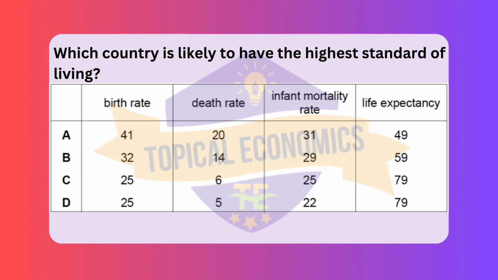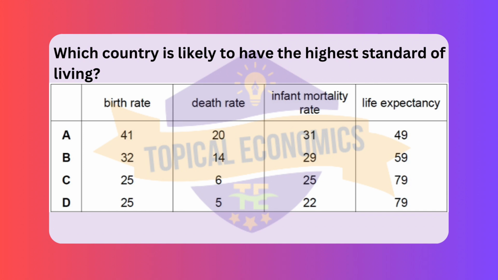Looking at option D, we see that life expectancy is a critical indicator, and country D has one of the highest life expectancies at 79 years. Infant mortality in country D, 22, is lower than in country A, 31, and country B, 29, suggesting better healthcare for mothers and children. The death rate of 5 in country D is the lowest, which indicates a healthier population.